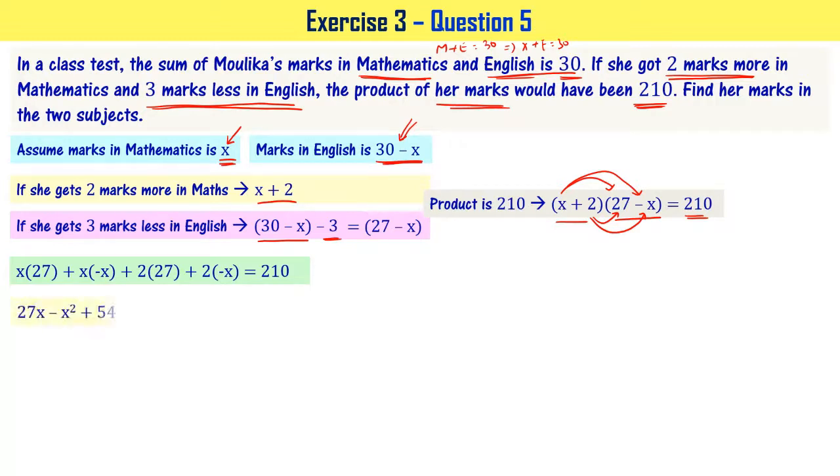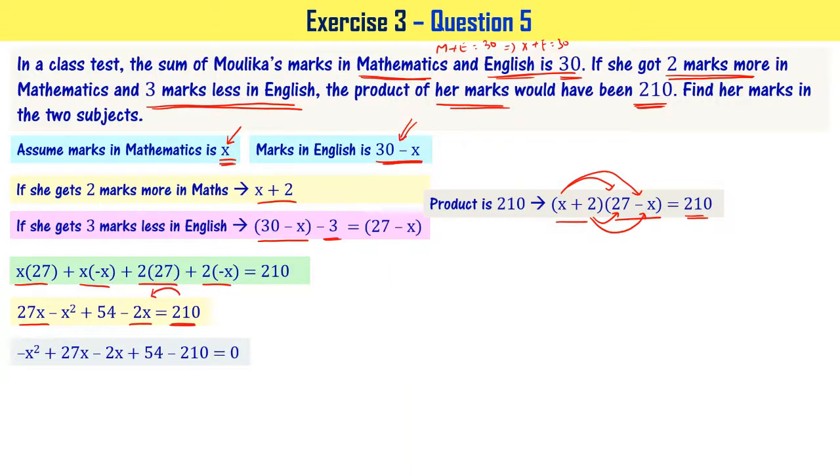Simplify this. This is 27x, this is minus x square, this is 54, and this is minus 2x, that is equal to 210. Now look at this. I have minus 2x here plus 27x here. Let me club these two and even bring this 210 to the other side so that it becomes minus 210.